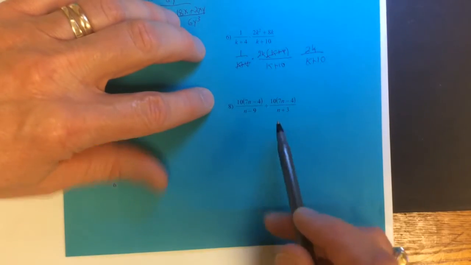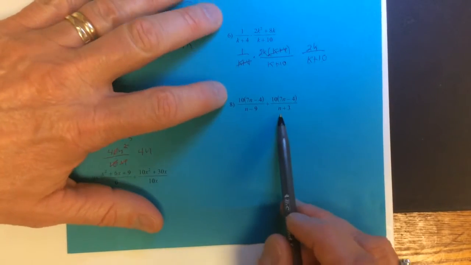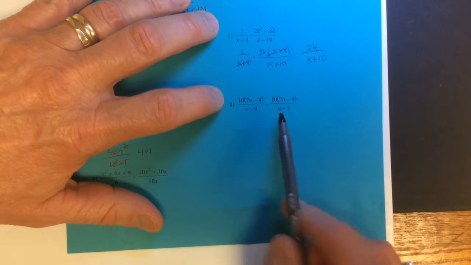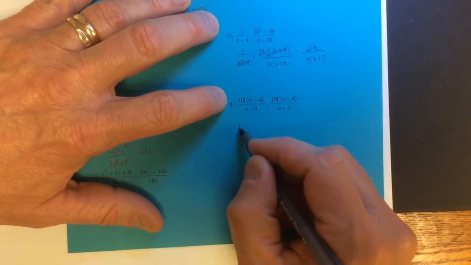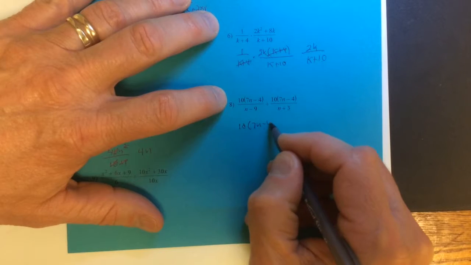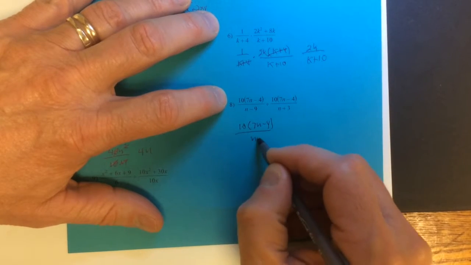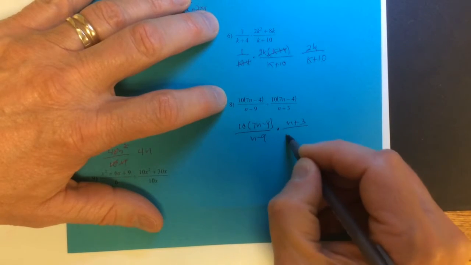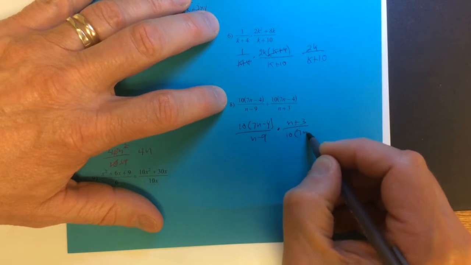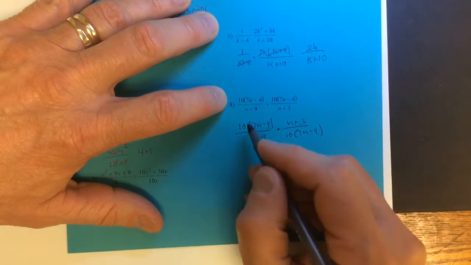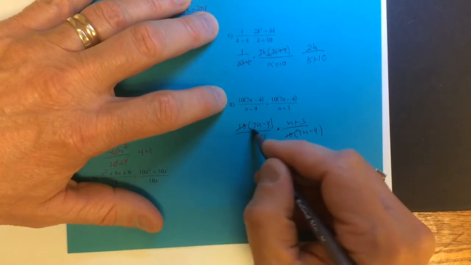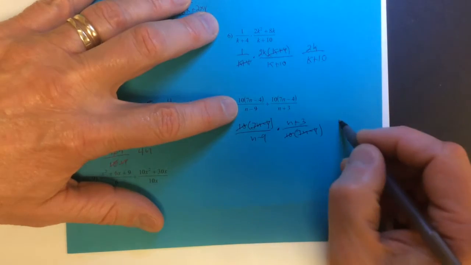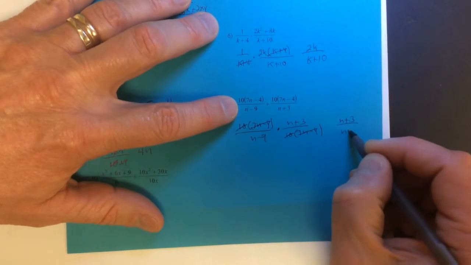All right, this division problem. Is there anything I could reduce? Anything on top with anything about them? No. So I follow the rule, reciprocate and multiply. So 10 times 7n minus 4 over n minus 9 times n plus 3 over 10 times 7n minus 4. Those 10's will cancel there. Those will cancel, and I'm left with in the numerator just n plus 3 over n minus 9.